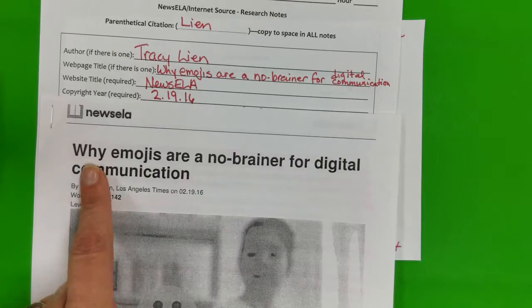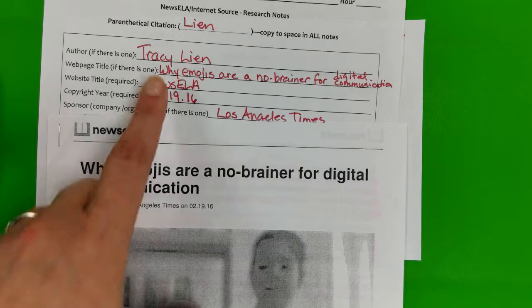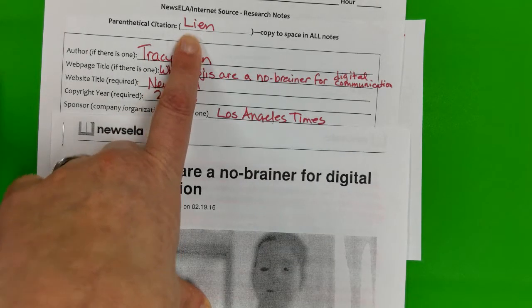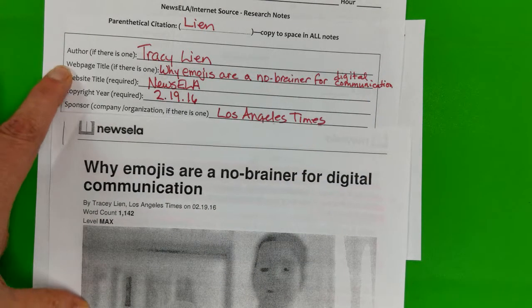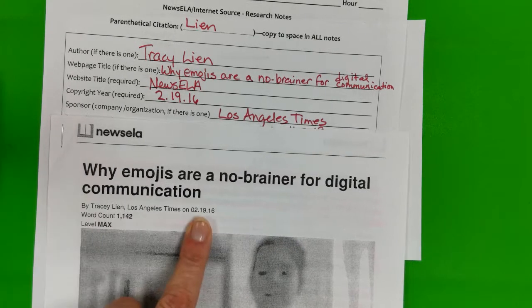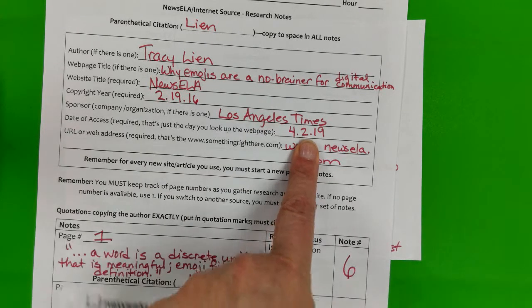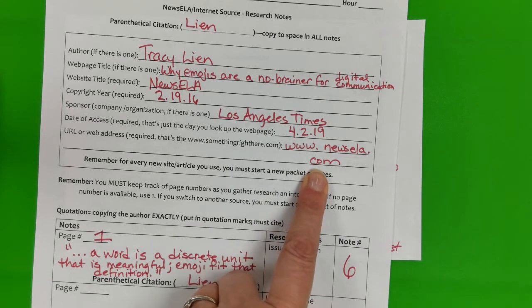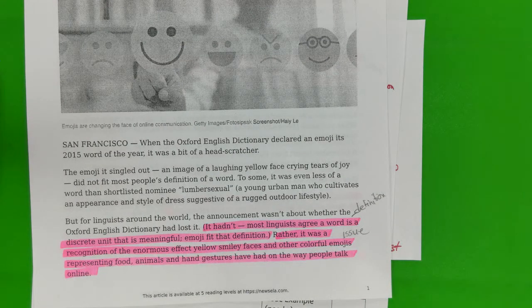So for this second article, "Why Emojis Are a No-Brainer for Digital Communication," my author is Tracy Lien. So Lien is the start of my parenthetical citation. "Why Emojis Are a No-Brainer for Digital Communication" is my webpage title. My website title, I got this from NewsELA. It was written on 2/19/16, and it came from the Los Angeles Times. We accessed the article on 4/2/19, and we went to www.newsela.com.